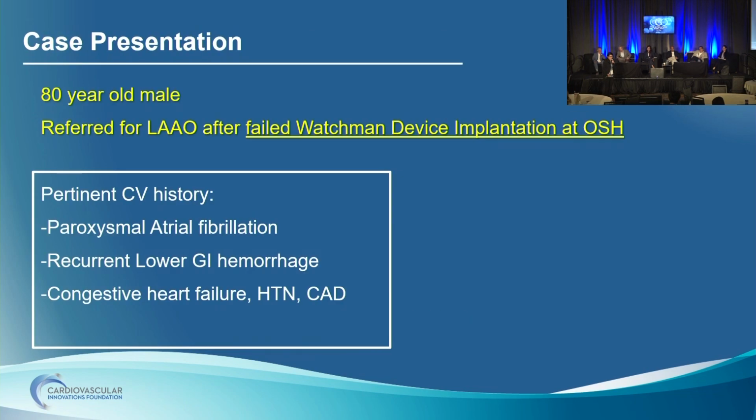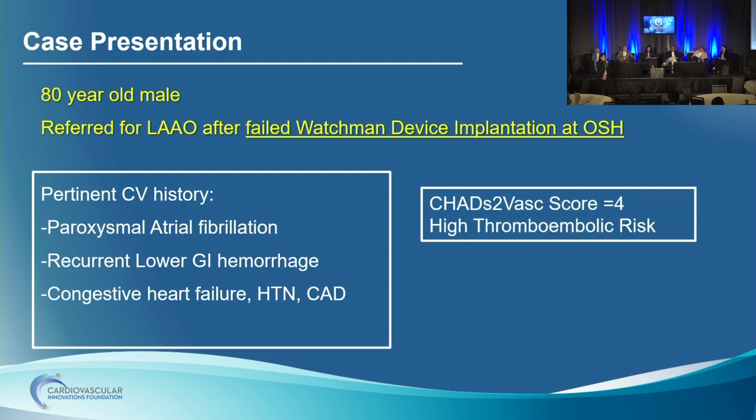So, no disclosures. You have an 80-year-old male who was referred to our center for left atrial appendage occlusion after a failed Watchman device implantation at an outside facility. He has a medical history significant for paroxysmal AFib, multiple GI bleeds requiring multiple blood transfusions in the past, congestive heart failure, hypertension, and coronary disease, giving him a high CHADS2 score and a high thromboembolic risk.